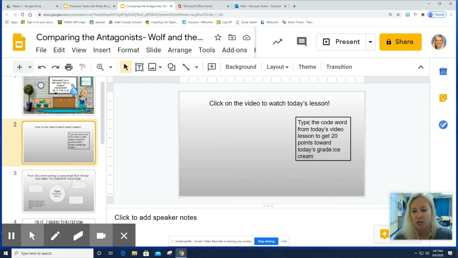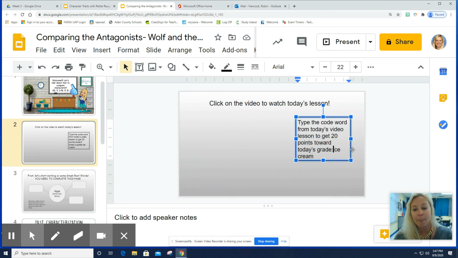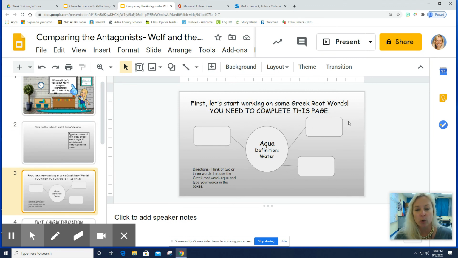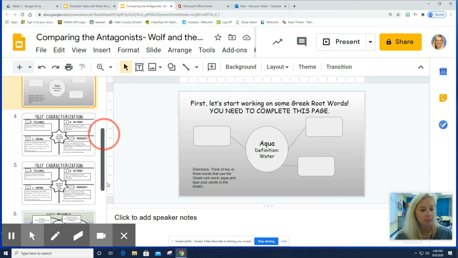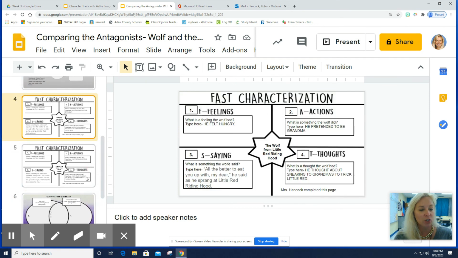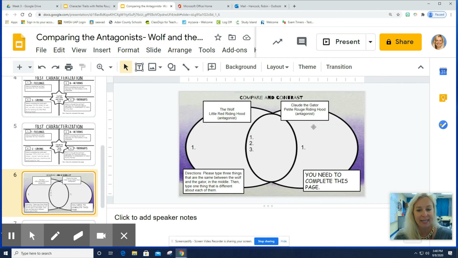And I've also put right here, type the code from today's video lesson to get 20 points toward today's grade. And the code word, like I told you today, is ice cream. Today's code word is ice cream. So make sure that you do all 3 of those things. You type the code word, you type 3 words that use the word aqua, and you complete this Venn diagram with 3 things that are the same between Claude the Gator and the wolf, and 1 thing that is different about each. And you can use these 2 pages that I've completed to complete this page.